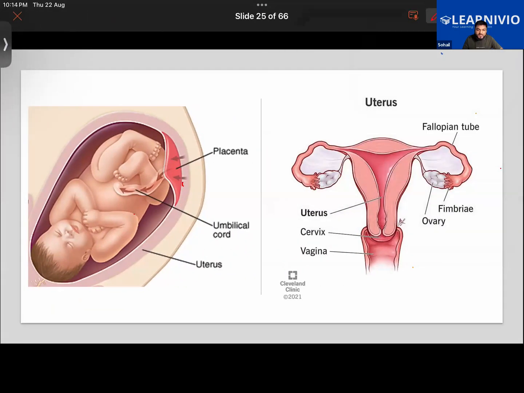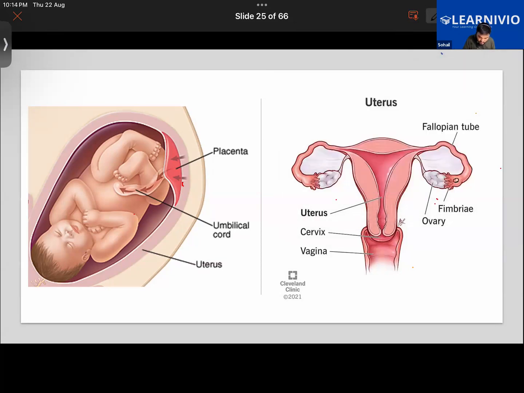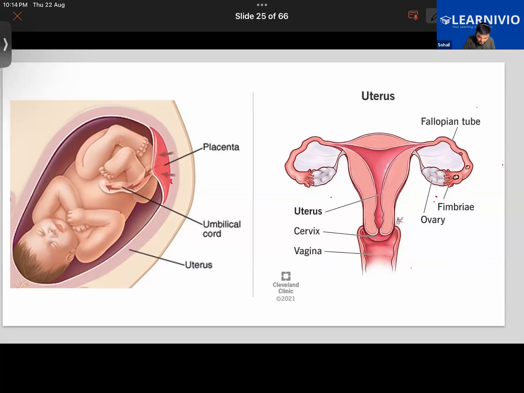Now, once in a month, one ovum will be released from either of the ovaries. Either this one or this one would be releasing one ovum once in a month. Let's say it is being released by this ovary. So this is the ovum, right? So the ovum would be going all the way from here and from here. So this tube-like structure that you see over here is called the fallopian tube.